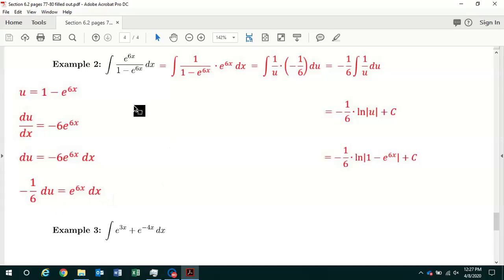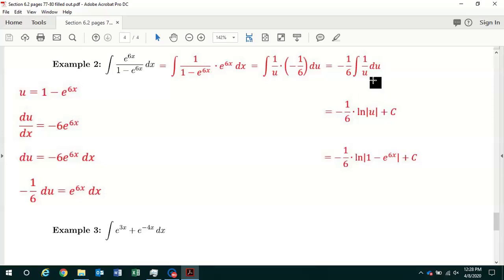Now, this quotient can be split up into the product of two quotients. I can write this one quotient as 1 over 1 minus e to the 6x times e to the 6x over 1, and e to the 6x over 1 just simplifies to e to the 6x. And now I do the substitution, right? I replace 1 minus e to the 6x with u, and I replace e to the 6x dx with minus 1/6 du. Now I put the minus 1/6 in parentheses so we don't confuse subtraction with multiplication. We're actually multiplying here. The minus 1/6 gets pulled out from the integral sign, and I'm left with the antiderivative of 1 over u with respect to u.